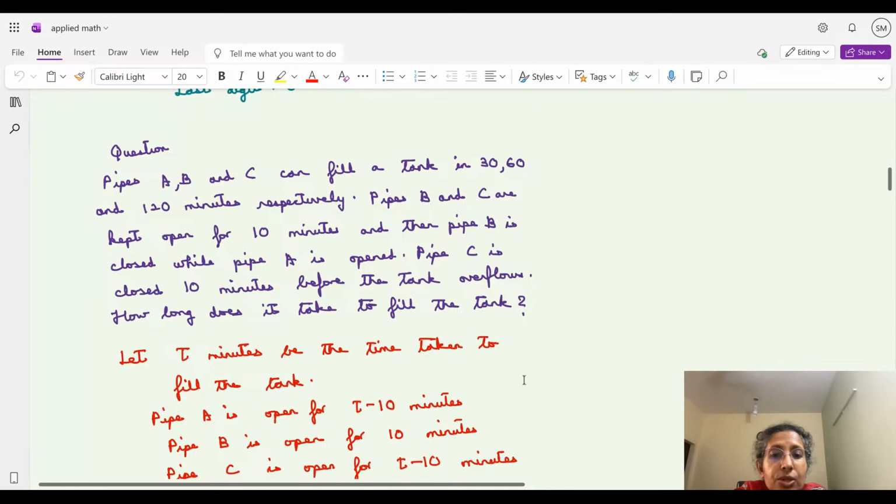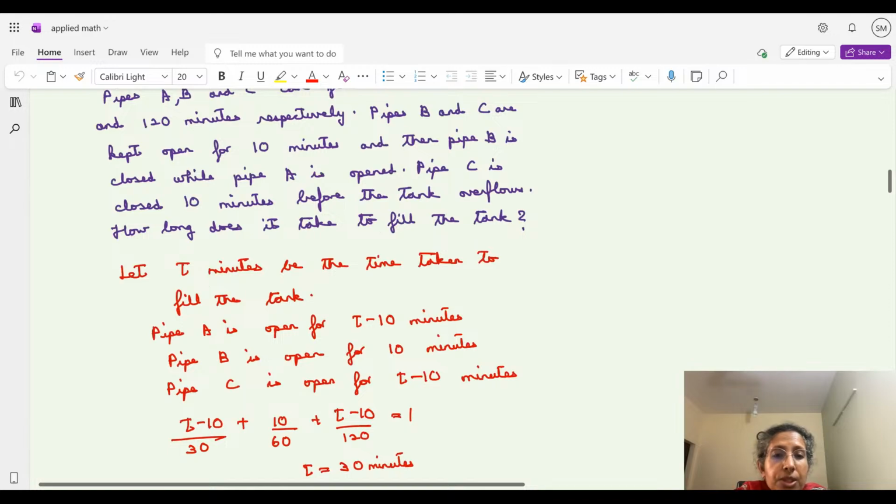Now pipe A is open for T minus 10 minutes, because we are given that pipes B and C are open for 10 minutes, and then pipe B is closed and then pipe A is opened. So pipe B is open for just 10 minutes, and pipe C is closed 10 minutes before the tank overflows. So how much time is pipe C open for?